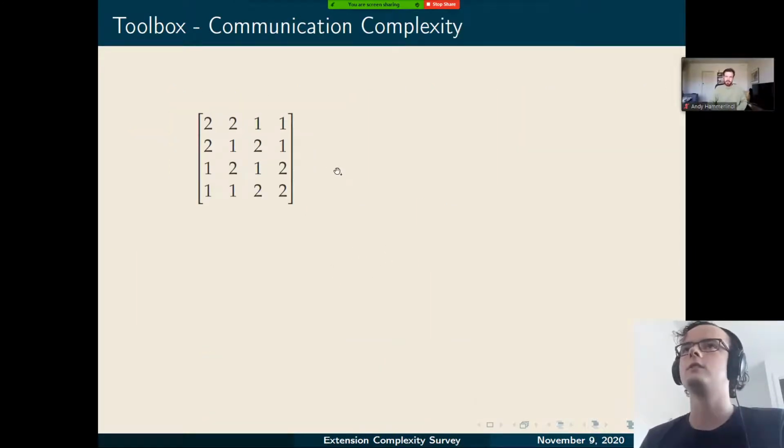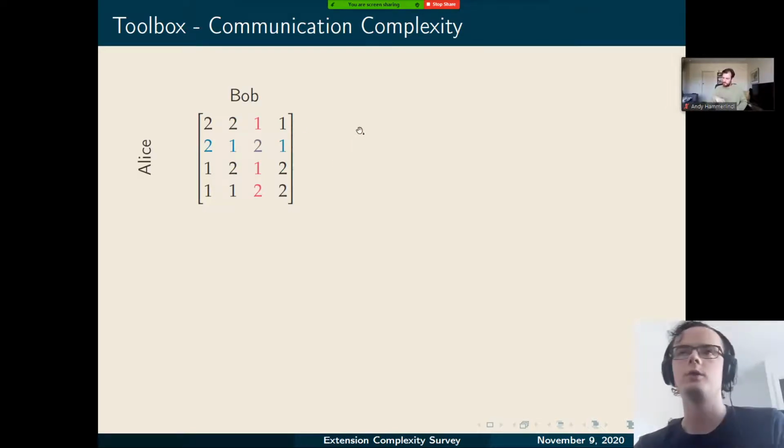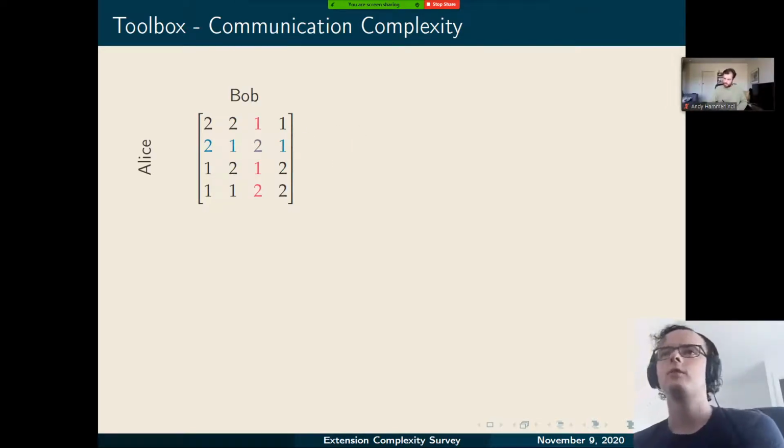The first of these, and in my opinion the most outlandish but the most fun to use, is communication complexity. For a particular matrix, a communication protocol is essentially a way to play a game with this matrix. We're going to have two players, Alice and Bob, and they are both going to know the matrix they're dealing with beforehand.